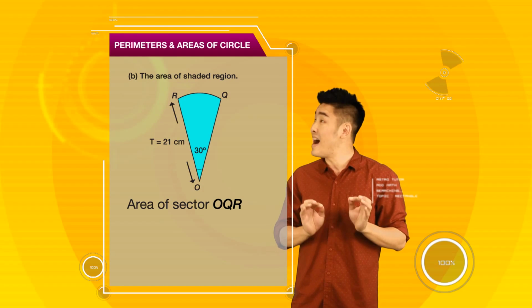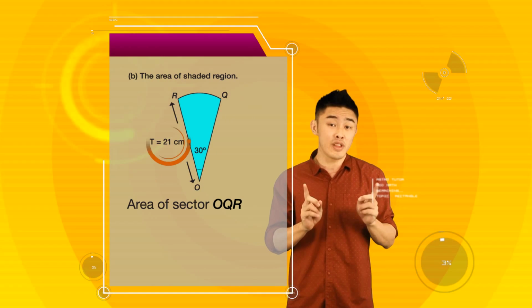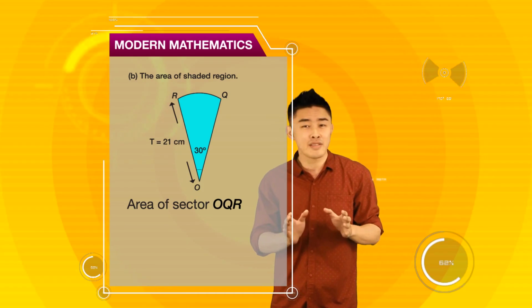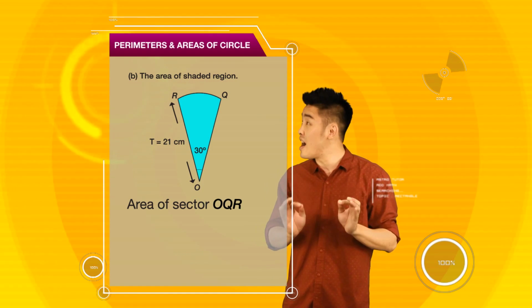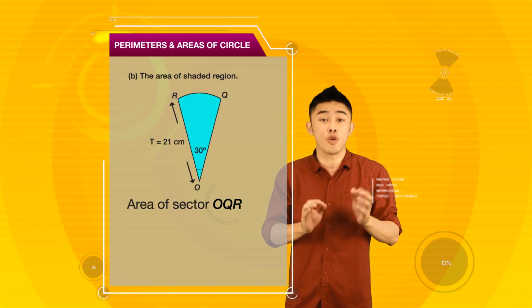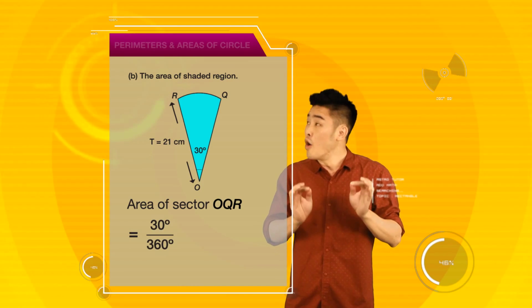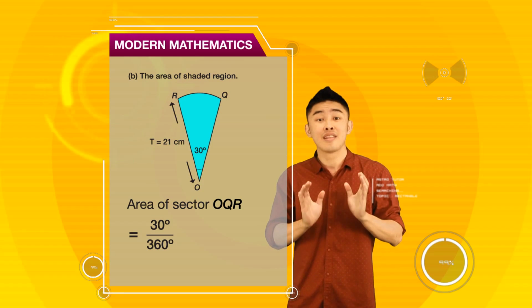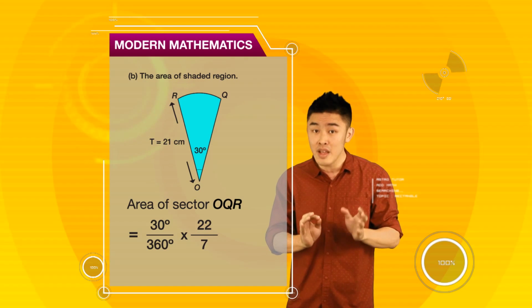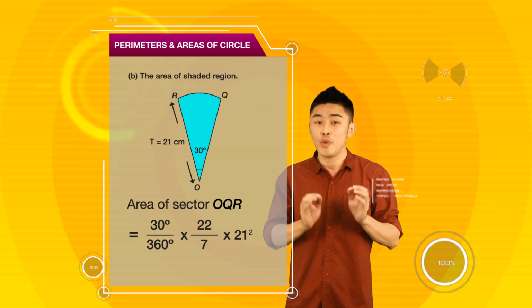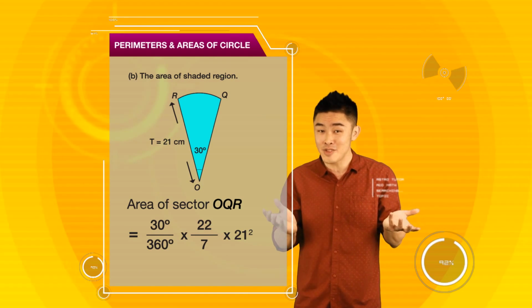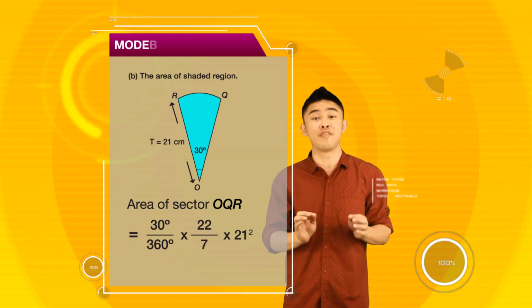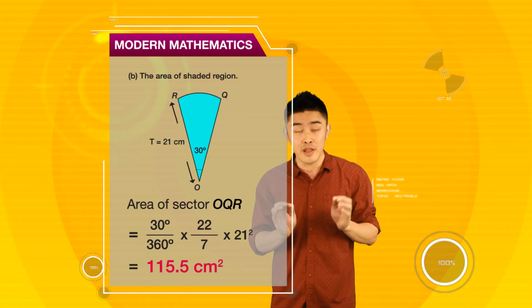So for sector ROQ, the radius is 21 centimeters while the angle subtended is 30 degrees. Therefore, the area of sector ROQ, in other words, OQR, is 30 over 360 times 22 over 7 times 21 squared, which is based on the formula of theta over 360 times pi r squared. And we will find that the area of the sector is 115.5 centimeters squared.